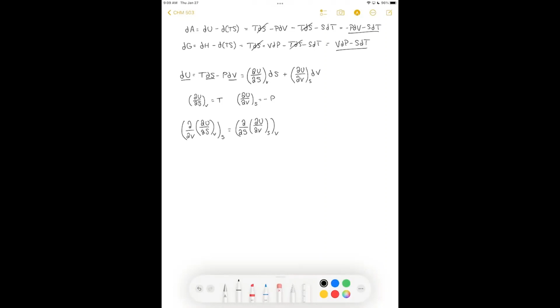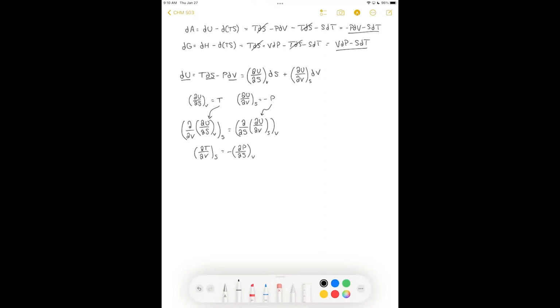So why are we doing this? Well, we're doing this because we know that dU/dS at constant volume is equal to the temperature, and we know that dU/dV at constant entropy is equal to negative the pressure. So with this, we can say that dT/dV at constant entropy is equal to negative dP/dS at constant volume. And this is one of our Maxwell relations. Now, with this, we can interconvert between these partial derivatives whenever they come up.